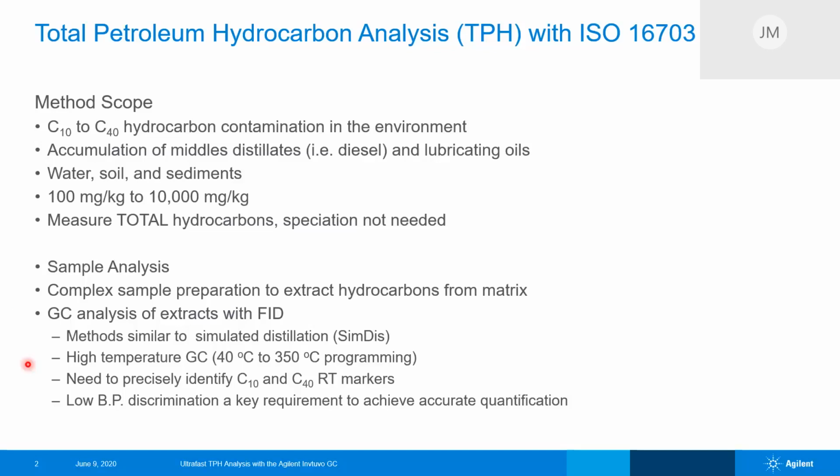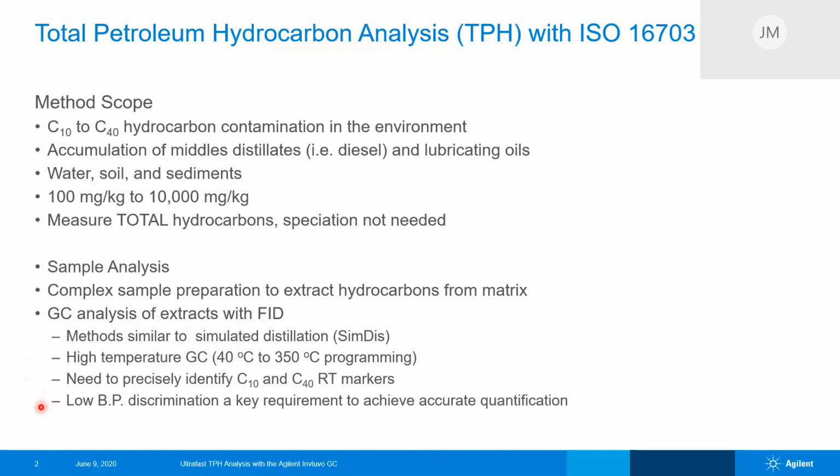And we'll be doing this with a fast temperature program ramp, as we'll see in later slides. And as I mentioned previously, the only two peaks that we really need to identify are the C10 and C40. These are retention time markers that are actually spiked into the sample. And these denote the start of the elution profile of the hydrocarbons and the end of the elution profile of the hydrocarbons that are included in the scope of ISO 16703.